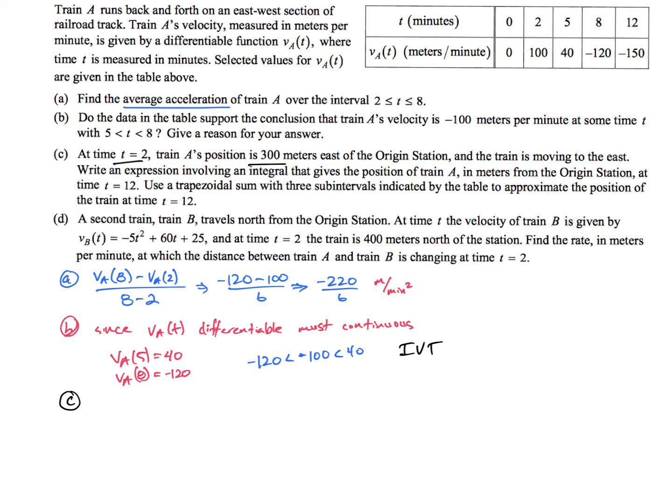All right, so here we go. So now I need to find S sub A of 12, which is equal to what? Where do I start? What is my initial condition? 300. Plus what now? Plus the integral from 2 to, not t this time, 12, because I'm actually trying to find 12. And I'm taking the integral of my velocity sub A of t.